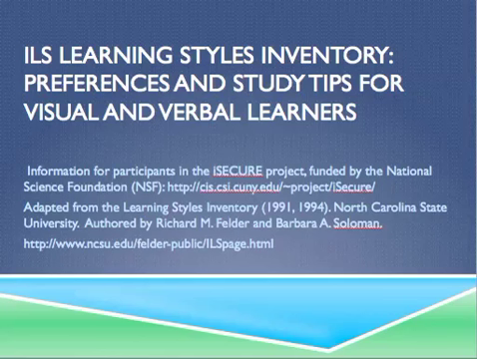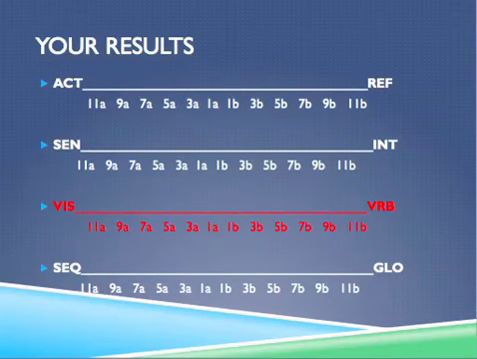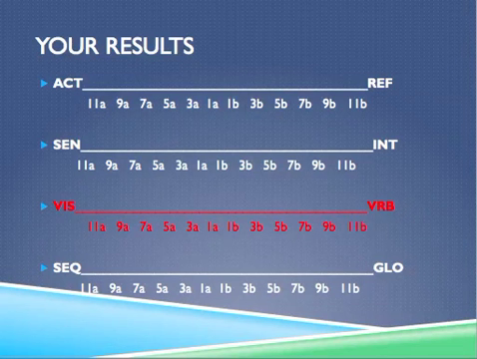This video is for the iSECURE grant funded by the NSF, and this particular video is going to discuss visual and verbal learners. The results that you received from us have a graphic that looks similar to this on your screen. On the left-hand side is visual, and on the right-hand side is verbal. This is the third category of your results that we're going to discuss.